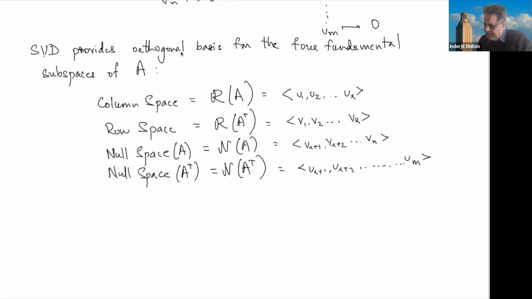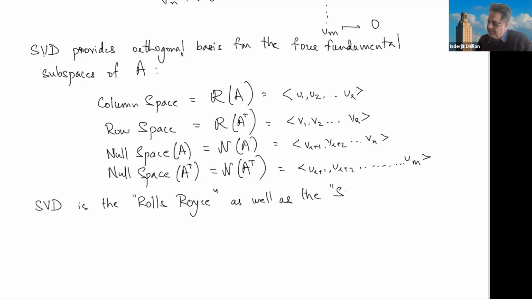Okay, so like I said, the SVD is a really important matrix decomposition, and many times it's known as the Rolls-Royce. But it's also incredibly useful computationally. So that's why it is called the Swiss Army knife. Very useful in many different applications, including in machine learning.